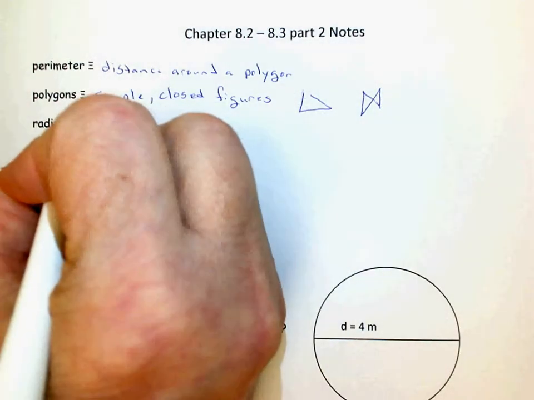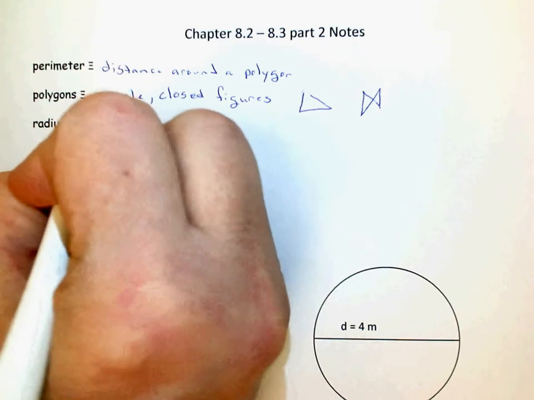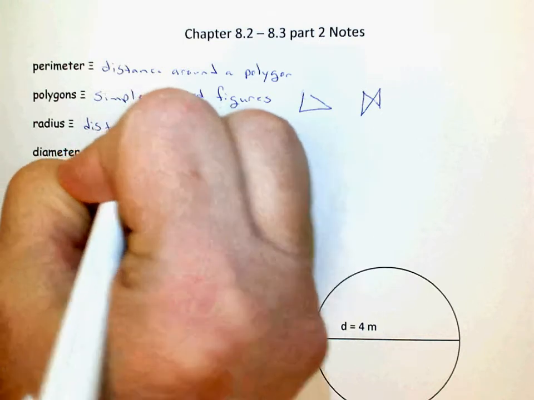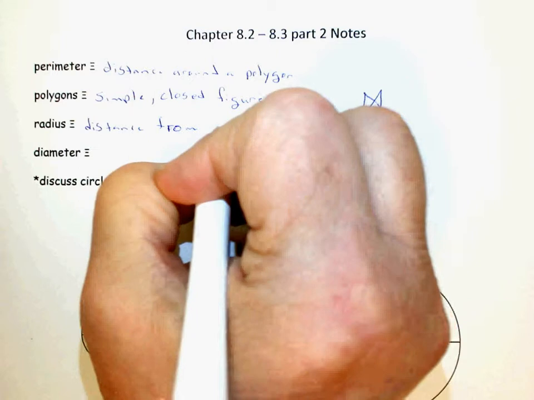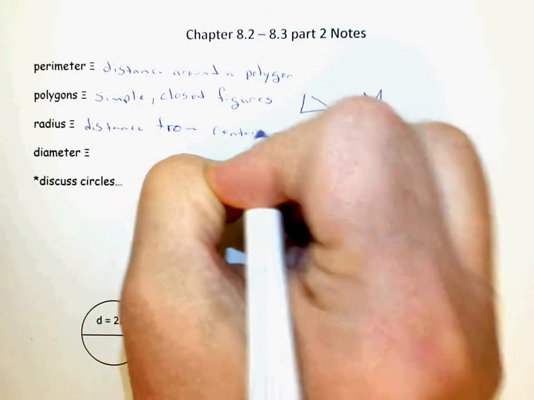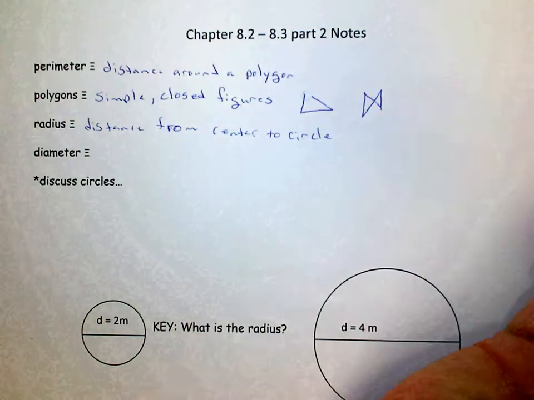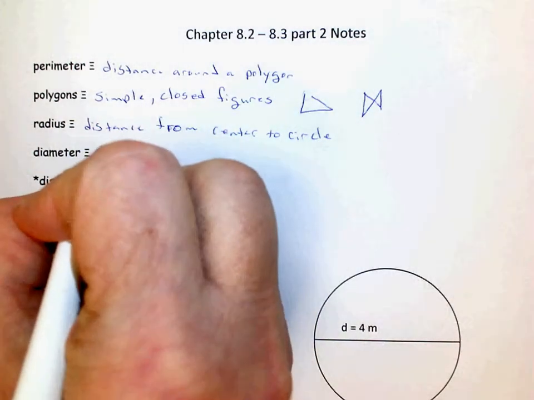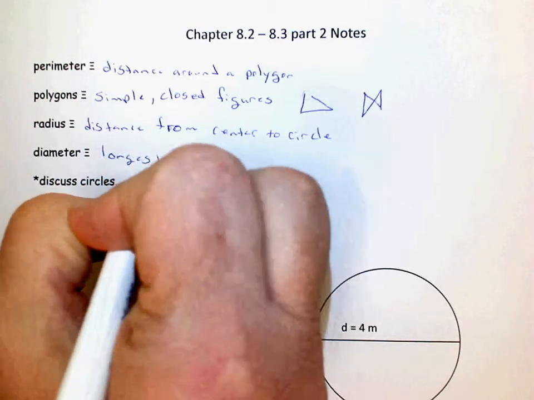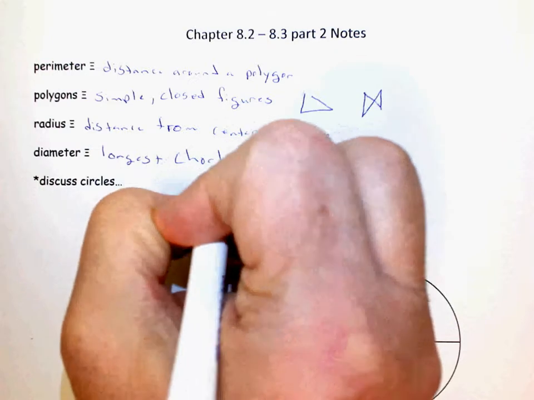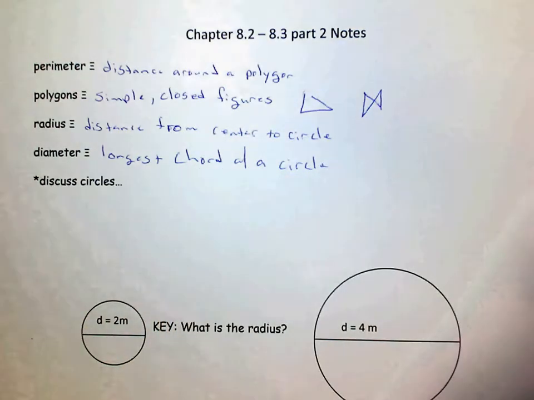Then radius is the distance from the center to the circle of a circle. Diameter is considered the longest chord of a circle, and I'll explain what that means in just a minute.